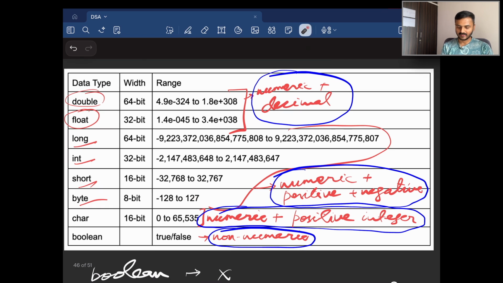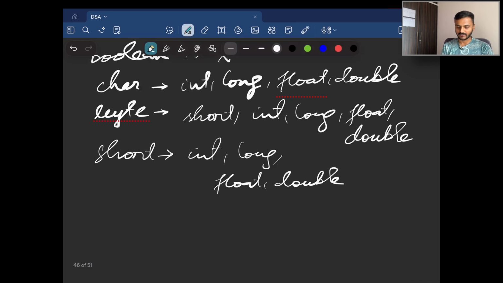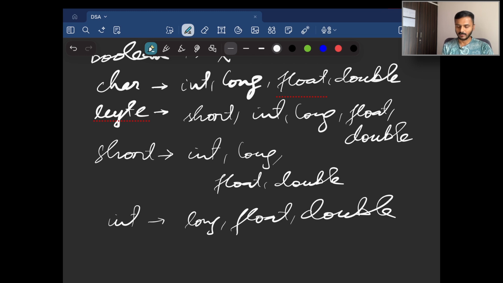Now, if we check the same thing for int, we will get to know that int is not compatible with short, int is not compatible with byte, and int is not compatible with char, and int is also not compatible with boolean. Int, however, is compatible with long, float, and double, right? The reasons are the same as what we have discussed so far. So let's put that down over here as well. So int will be compatible with long, float, and double.